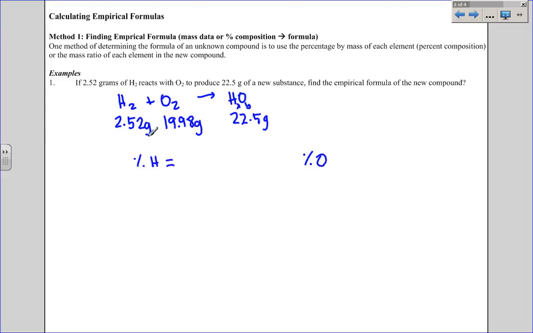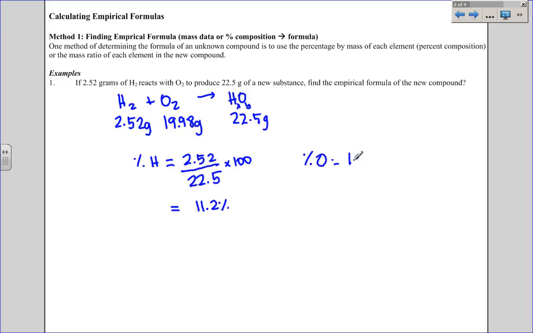As you know, in the sample, out of the 22.5 grams, 2.52 of it is hydrogen. So we can determine what that is as a percentage. So 2.52 divided by 22.5 times 100. We find that that gives us a percentage of 11.2.